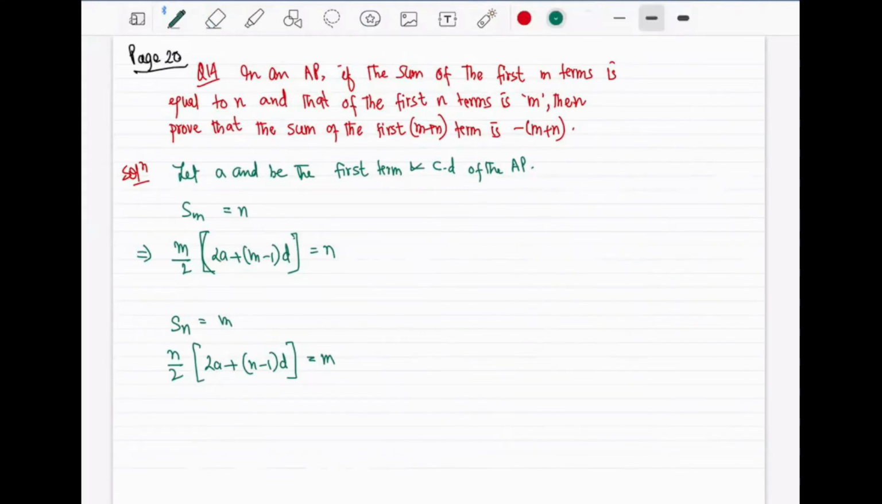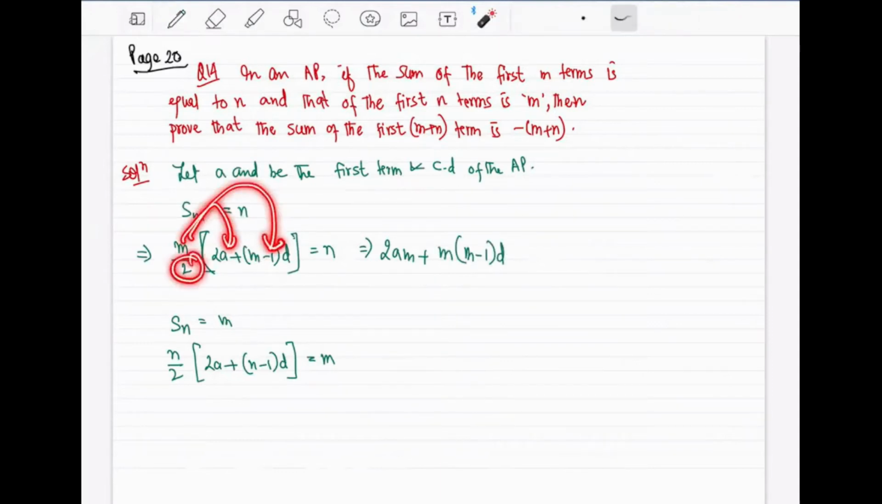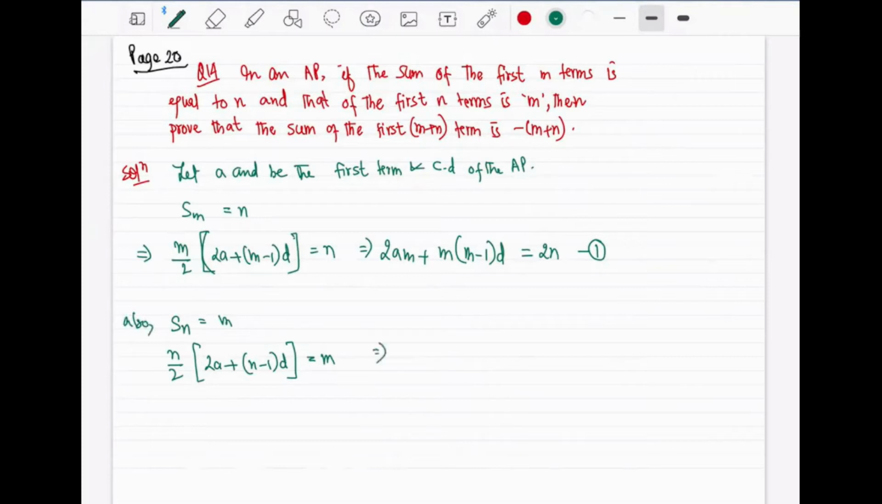Okay, let me change this part of the equation a little bit. Let's take the 2 to the other side, so it will become 2n, right? And multiply m inside. So m and twice a, we will have twice am plus m, and this whole thing, we will put m in the front, m whole bracket (m minus 1) d. Look, m is multiplied with this and this. The 2 is gone to the other side. The 2 is the denominator, so on the other side it will definitely become a multiplication. So we will have twice n. This is the first equation.